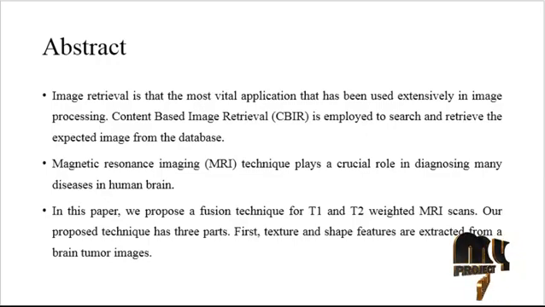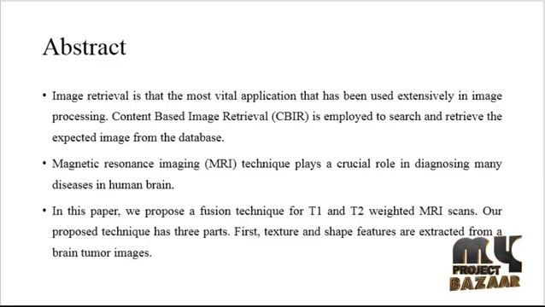Image retrieval is one of the most vital applications that has been used extensively in image processing. Content-based image retrieval, that is CBIR, is employed to search and retrieve the expected image from the dataset. In this process, we use magnetic resonance imaging, that is MRI, which plays a crucial role in diagnosing many diseases in the human brain. In this paper, we propose a new fusion technique for T1 and T2 weighted MRI scans.